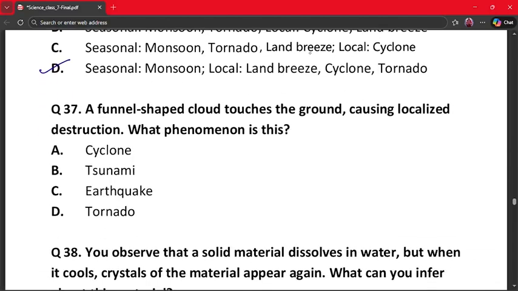Our next question is question 37. A funnel-shaped cloud touches the ground, causing localized destruction. What phenomenon is this? A. Cyclone, B. Tsunami, C. Earthquake and D. Tornado. The correct answer is tornado, because a funnel-shaped rotating column of air that touches the ground is called a tornado. It causes local destruction. So option D is the correct answer.